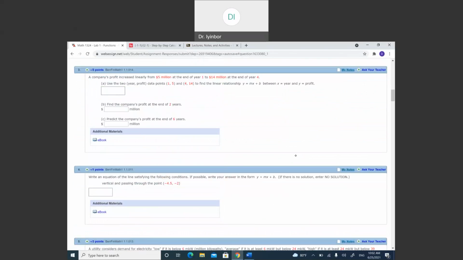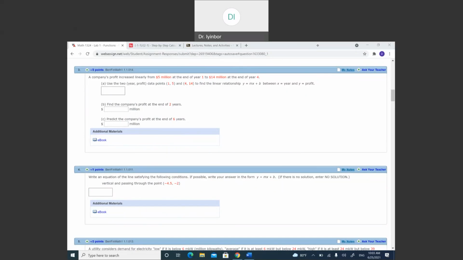Okay, we're going to number 3. Number 3 says a company's profit increases linearly from 5 million at the end of the first year to 14 million at the end of the fourth year, year 4. So here you have 2 points given, (1, 5) and (4, 14). You need to find the equation of the line. X is years, Y is the profit.